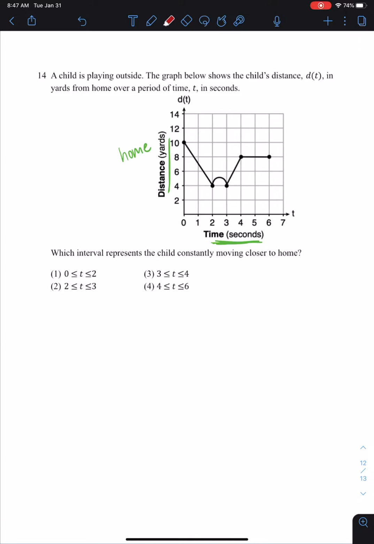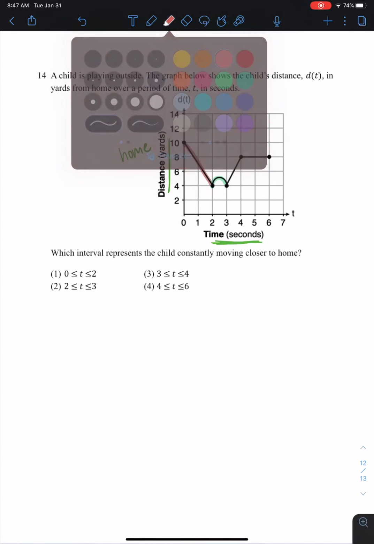So we'll see here that if we look in our graph here, the child is 10 yards from home, and then they're moving closer and closer to home, and now they're only 4 yards from home. In this part of the graph, from 2 to 3 seconds, they're at 4 yards and they're kind of getting toward 5 yards away from home, and then they come back to 4 yards away from home. So here, they're not constantly moving toward home. They were moving away from home and then back to home.